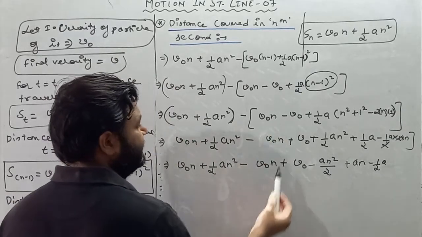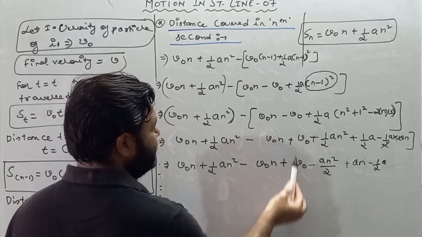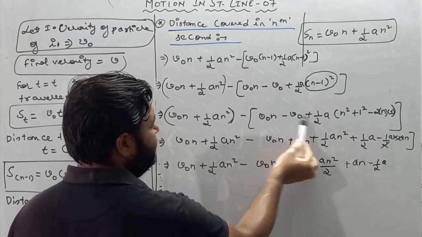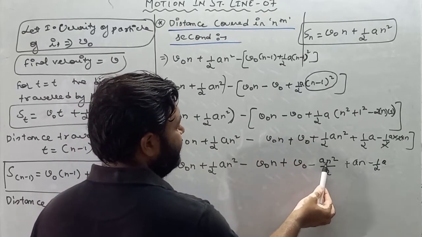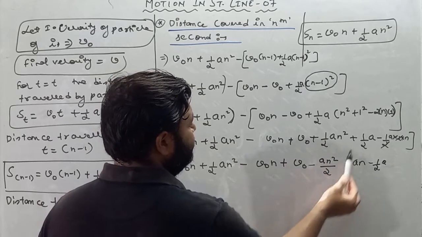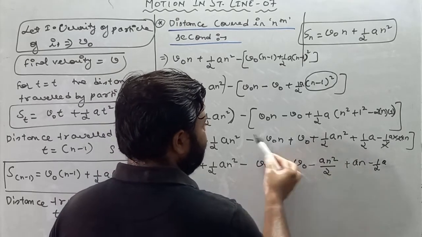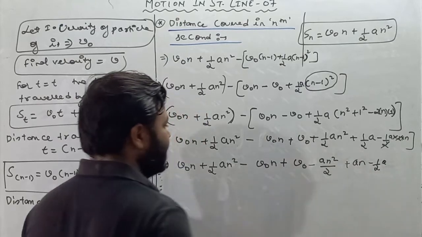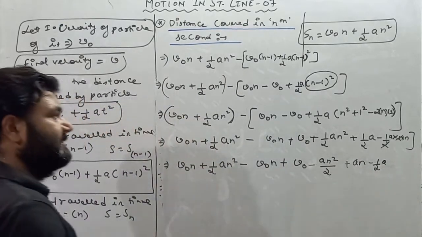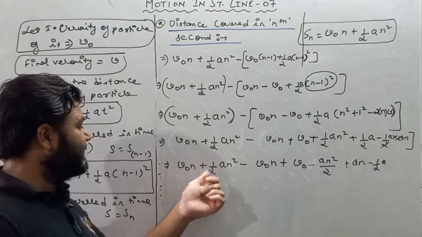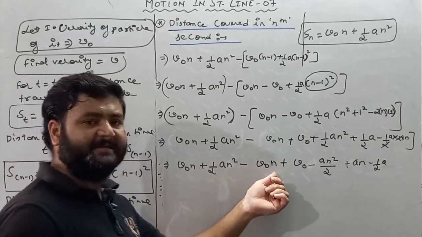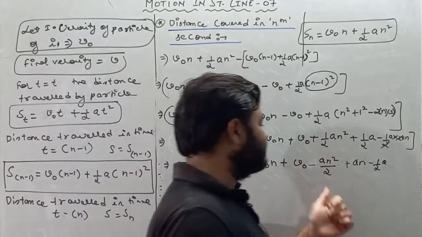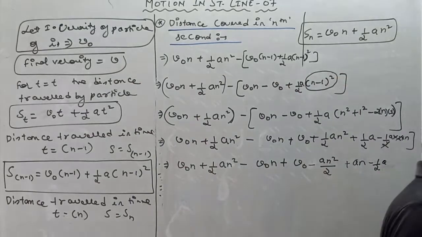So we'll get v naught n plus minus plus, so it will be plus. V naught n plus minus will be minus, so it will be a n square by 2. Again my plus minus will be minus and minus will be plus. So plus a n minus half a. I hope you understand this equation. It is v naught n plus half a n square minus v naught n plus v naught minus a n square by 2 plus a n minus half.